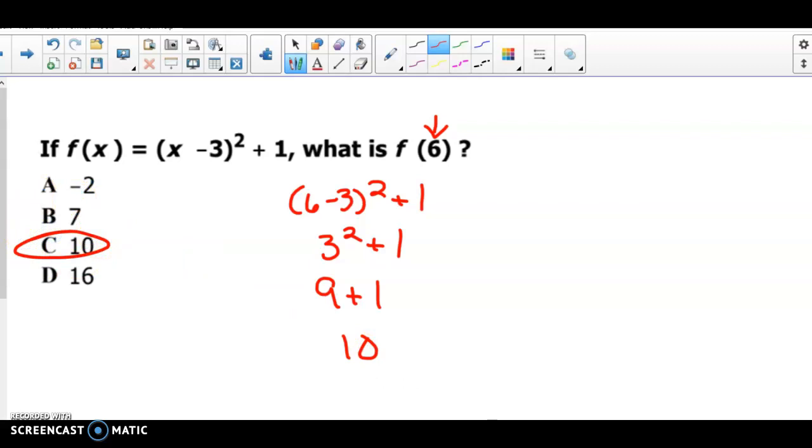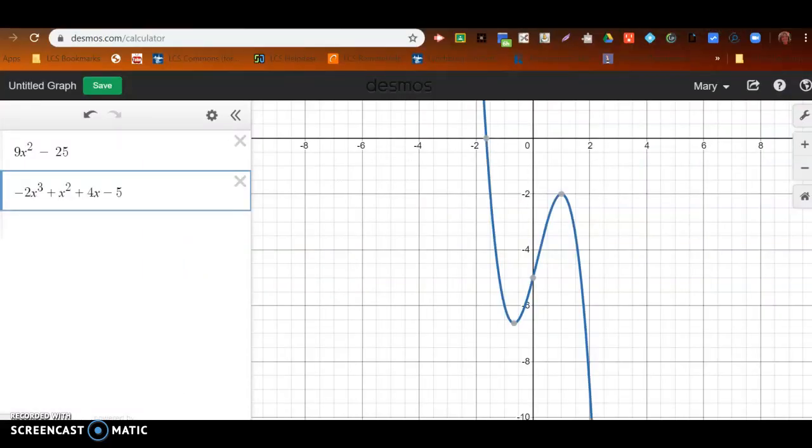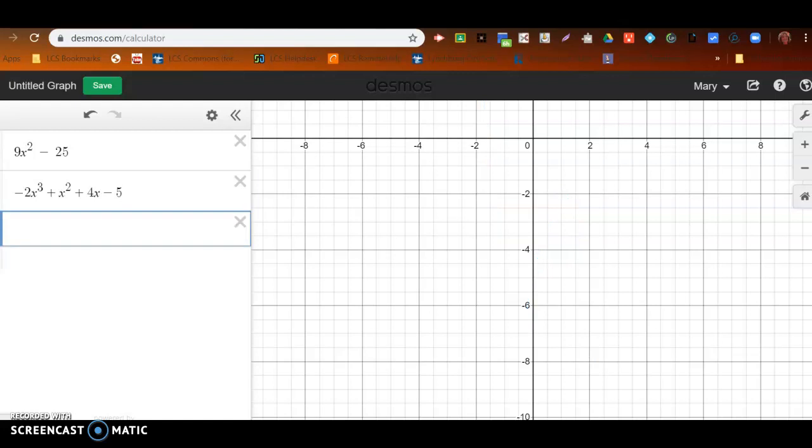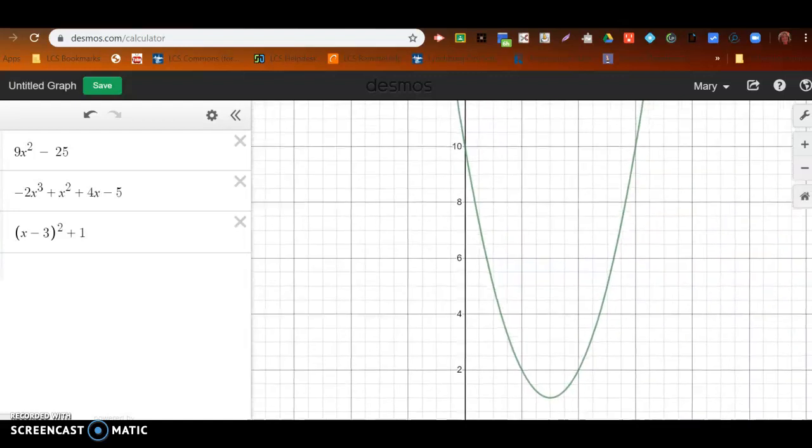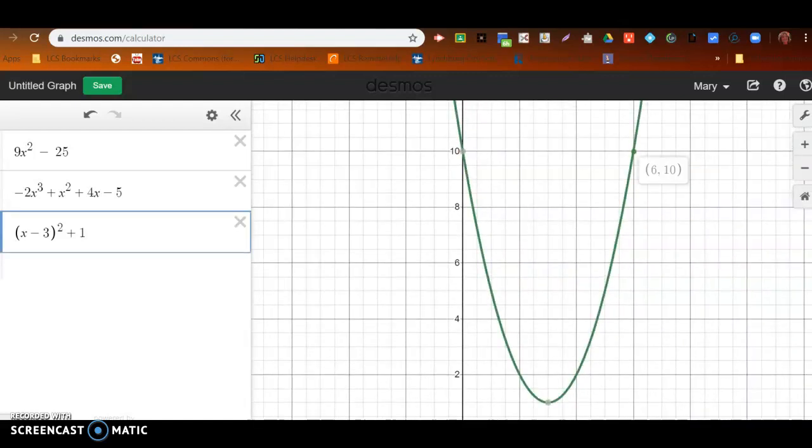If we look at it on our graph, we plug it into Desmos. And when we plug it into Desmos, remember you have to plug in all of your parts. So (x - 3)² + 1. Now, when I look at this on my graph, my question was when x was equal to 6. So I'm going to find 6 on my graph, go up, and it actually tells me there that when x is 6, my y value is 10. So it actually finds it for me on my graph. Either way you want to do it is fine.